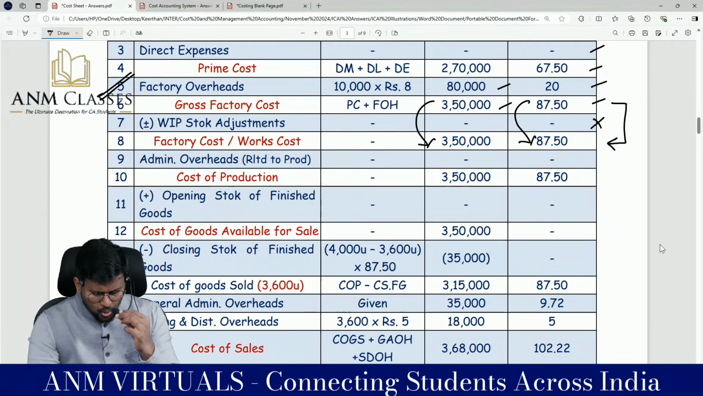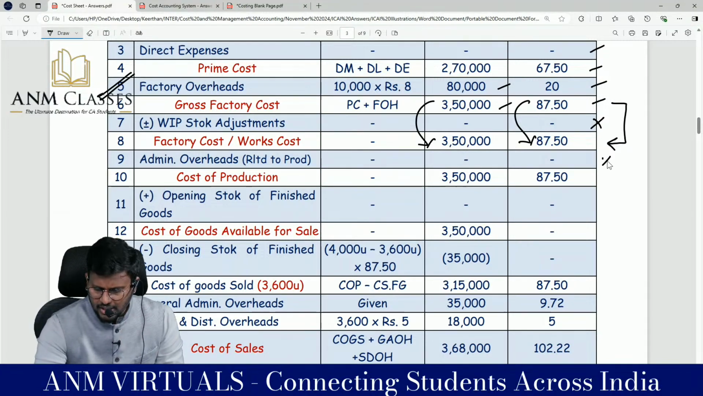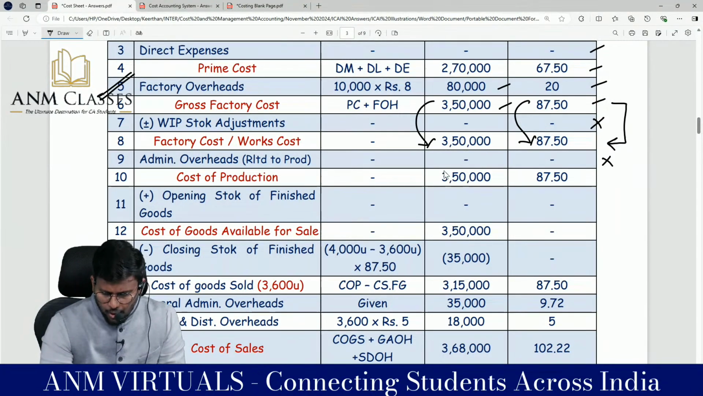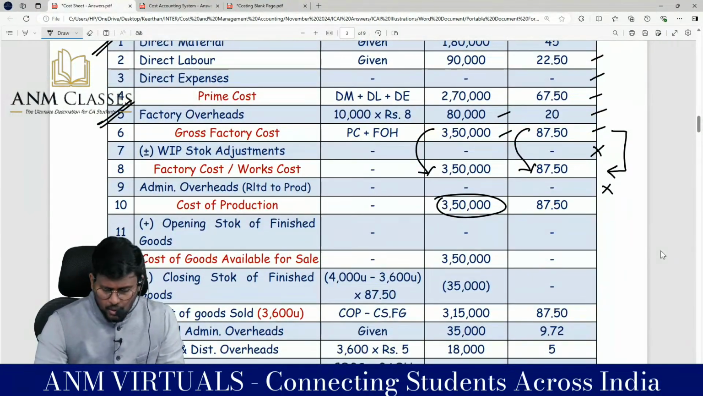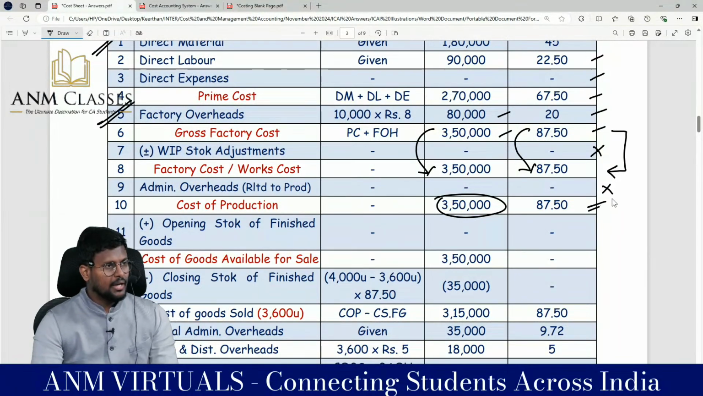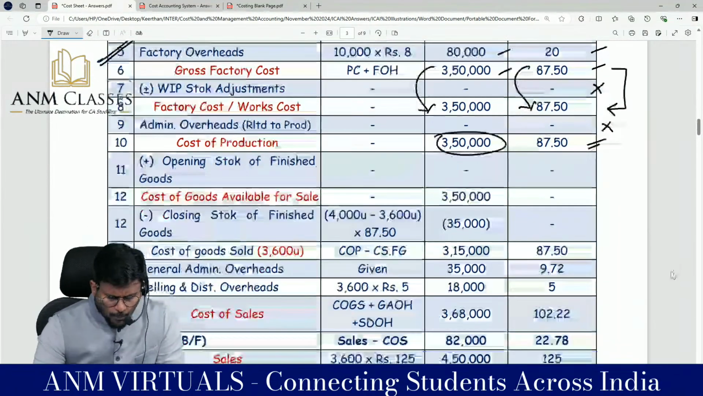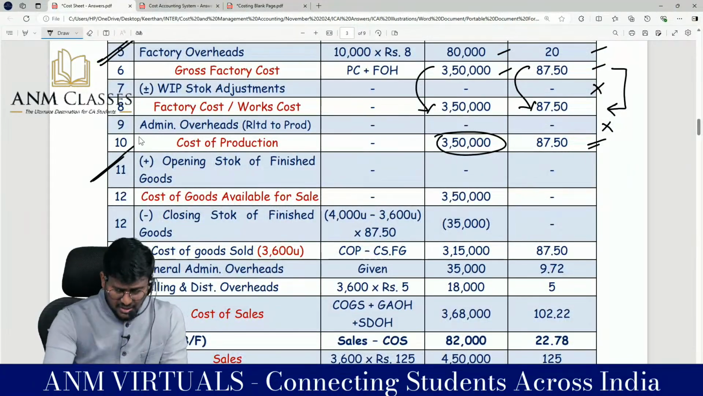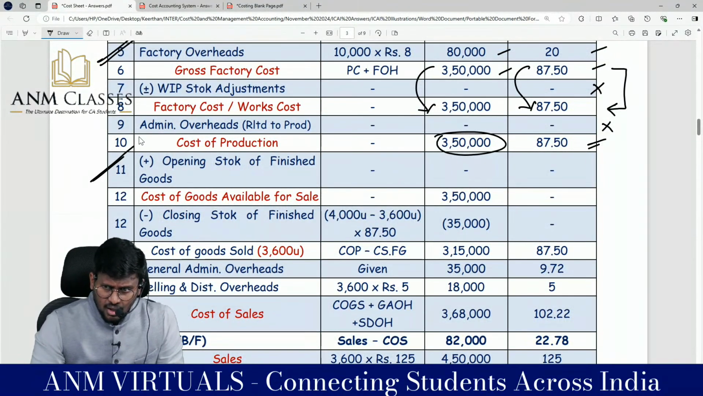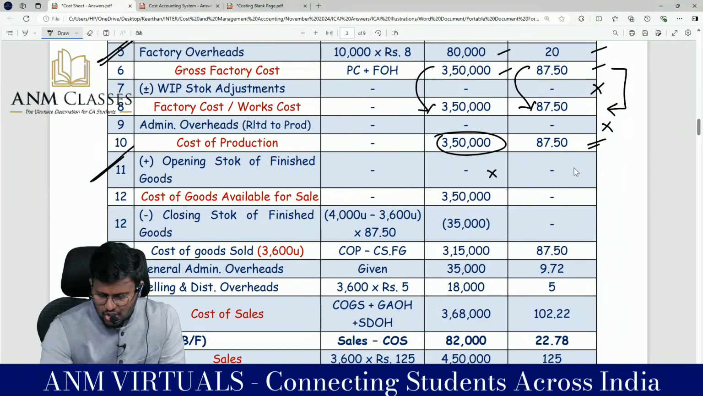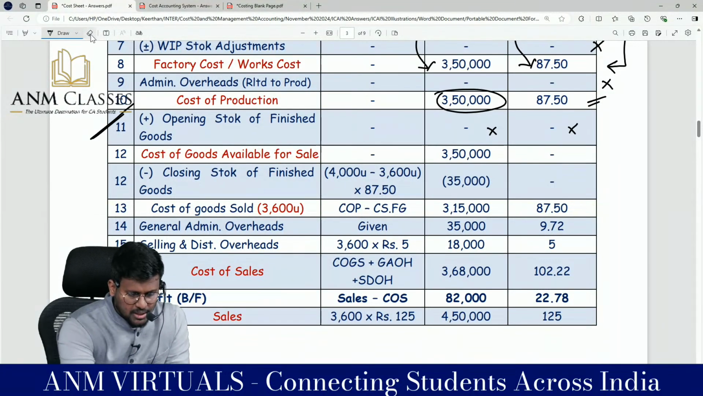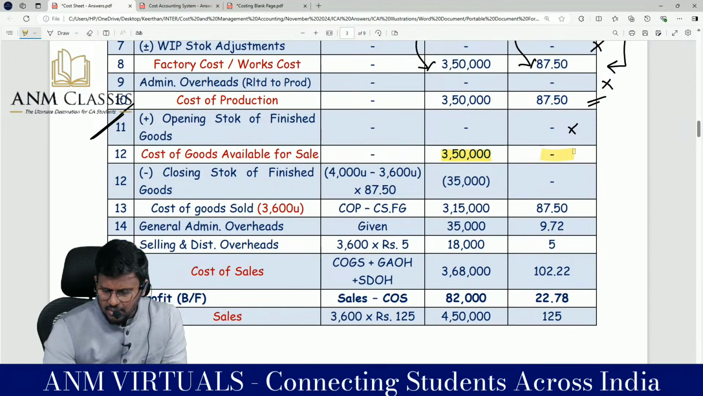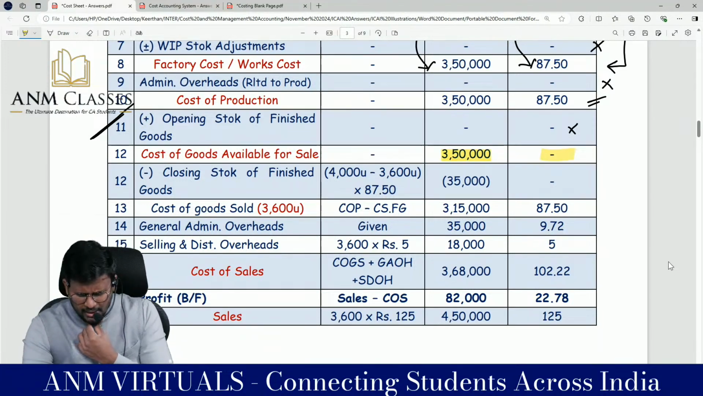Add administration overhead, related to what? Nothing has been given here. So I will get the cost of production as 3,50,000 for how many units? 4,000 units. 3,50,000 divided by 4,000 comes to 87.5. Add opening stock of any goods. This is the first year, so there is no opening stock. So you have to put a dash. So you will get the COGAS, cost of goods available for sale. So total comes to 3,50,000. COGAS per unit is 87.5. If you want, you can write it, otherwise put a dash.